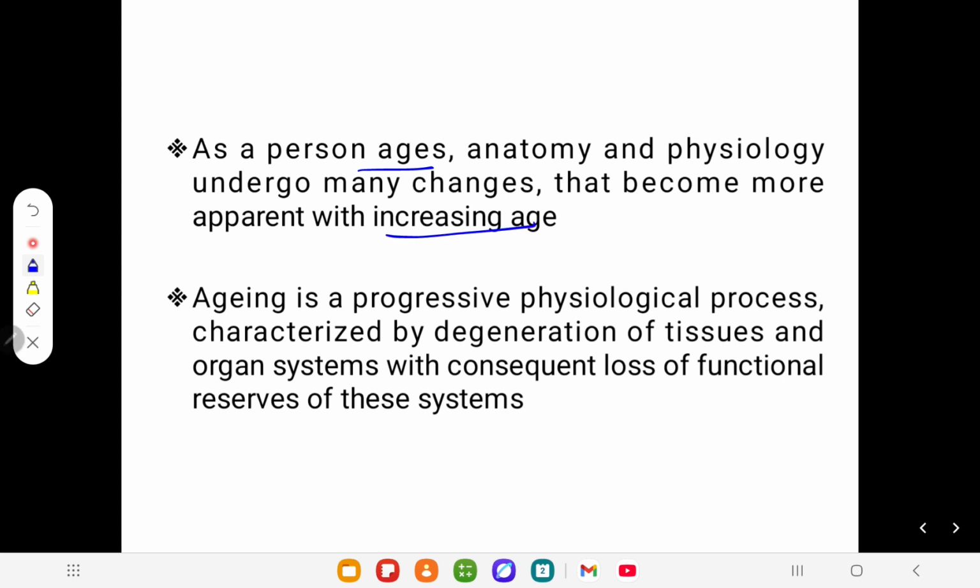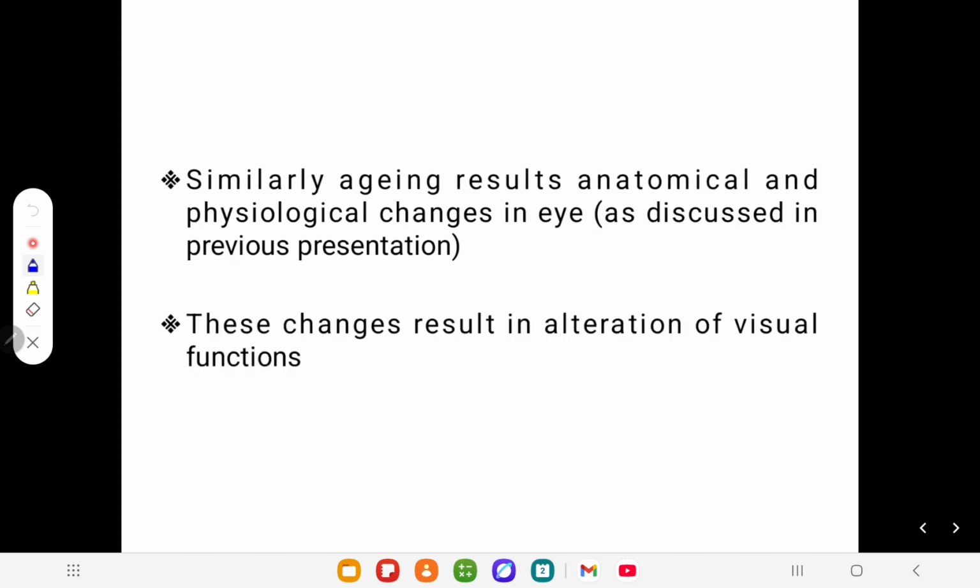Okay, so aging is a progressive physiological process characterized by degeneration of the tissues and organ systems, and consequently loss of function and reserve of the system. So basically, loss of functions. Okay, so what are the losses of function in visual functions? That's what is important from the perspective of optometry, isn't it?